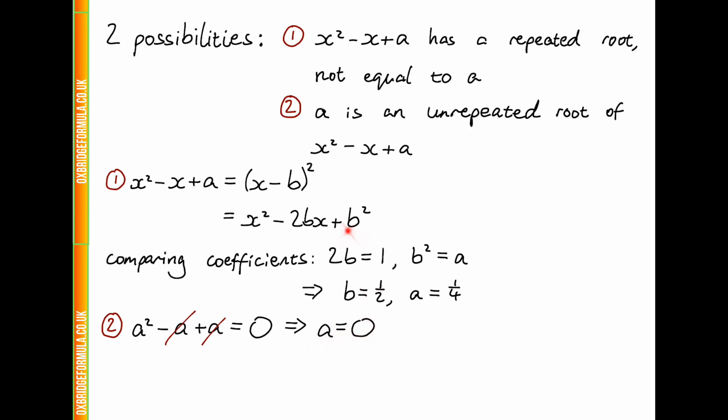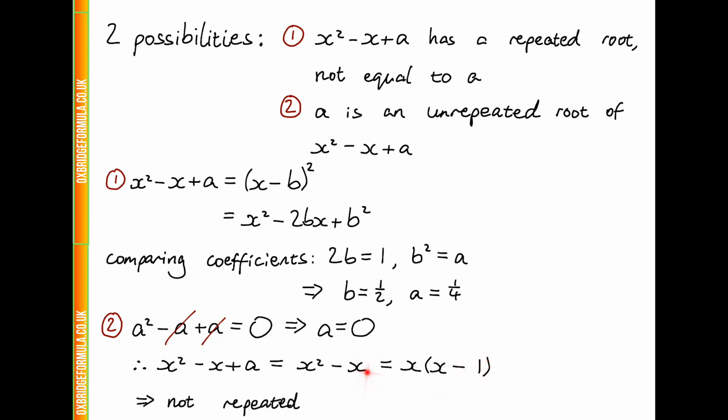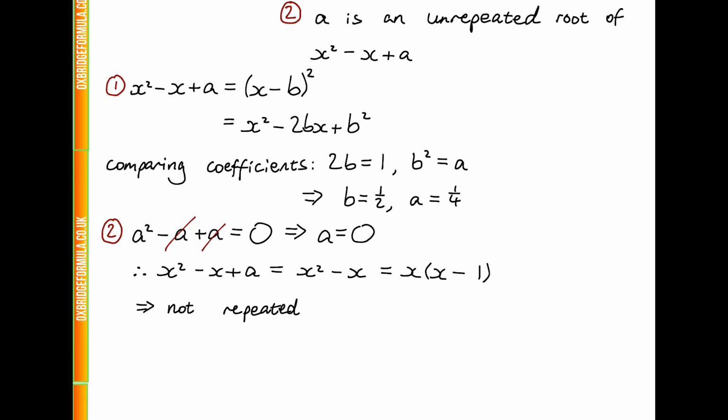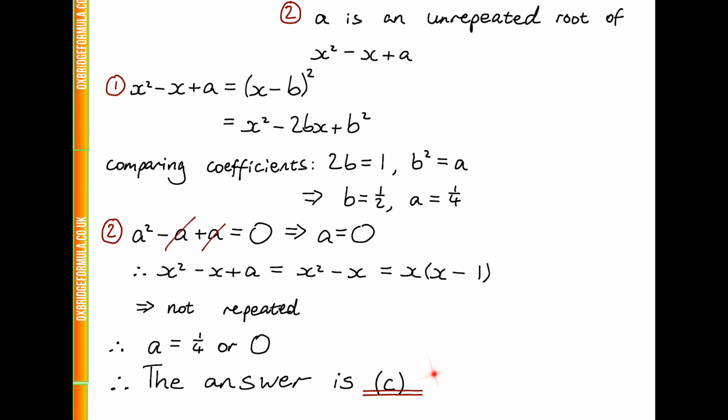So indeed, if a equals 0, then x squared minus x plus a is equal to x squared minus x, which factorises as x times (x minus 1). So the roots of this equation are 0 and 1, so indeed 0 is an unrepeated root. So therefore we can see that case 1 and 2 are both possible. Case 1 is possible if a equals a quarter, and case 2 is possible if a equals 0, because it gives us a root which is not repeated. So our solutions are a equals a quarter or 0, and therefore that means that there are two possible values of a, which was option C, so our answer is C.